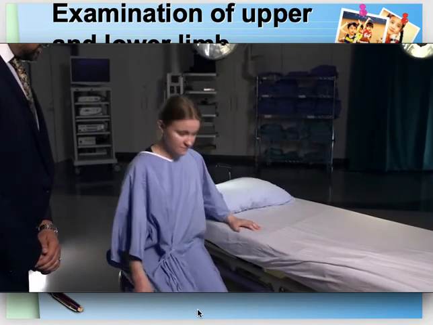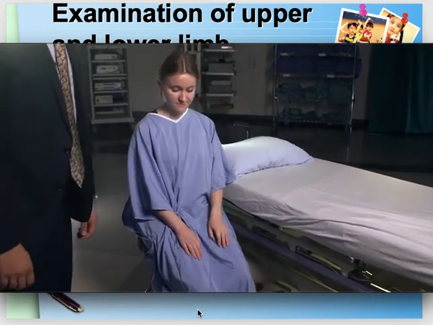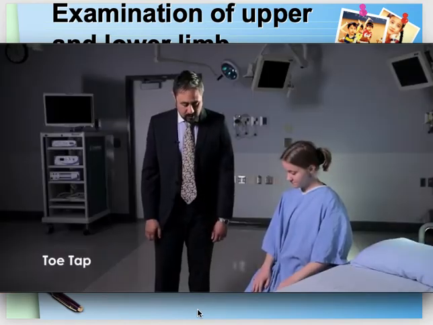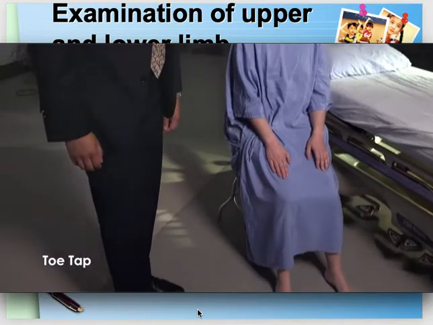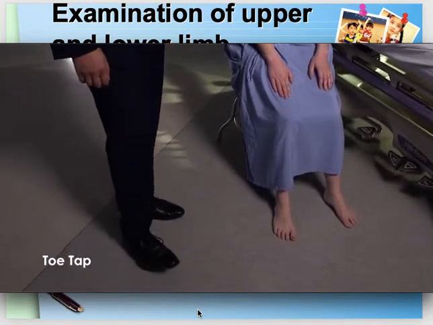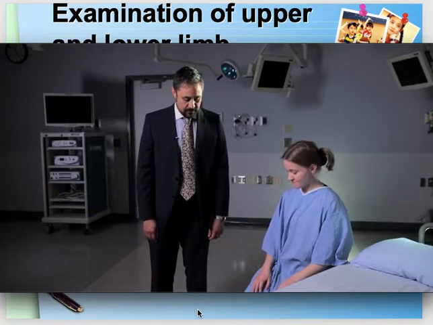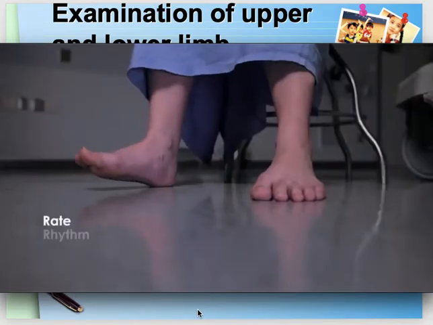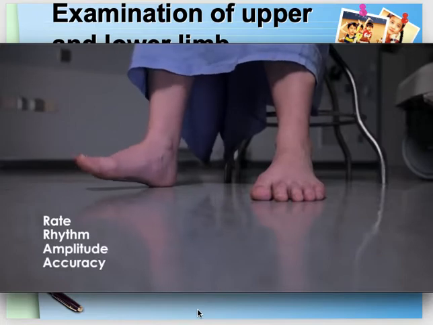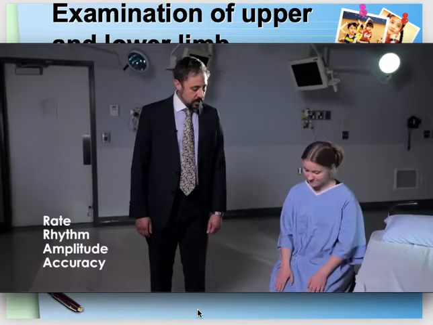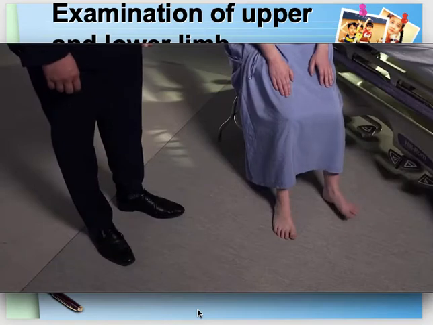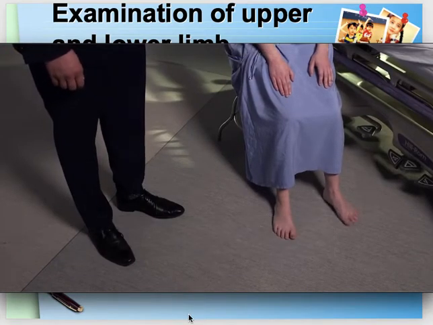Great. Sit nice and square with your feet on the floor, and we're going to look at some toe tapping. So one foot at a time, I'd like you to tap your toes like this, as if you're tapping along to music. Make the movements as large and quick as you can. Okay? Look for rate, rhythm, amplitude, and accuracy of the toe tap. Great, and try that with the left foot. Normal and symmetric on both sides.